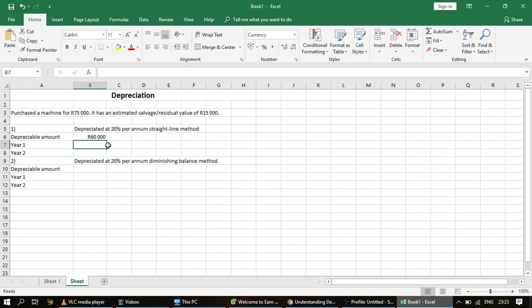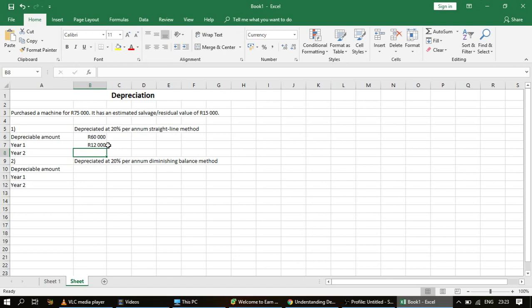So with the straight line method, the next thing we do is that we take the depreciable amount multiplied by the percentage per annum of depreciation. In this case, it's 20%. So we're gonna take 20% multiplied by 60,000. So it's 20% of 60,000 rand, and we get 12,000 rand. That's depreciation for the first year. So if the question says that it's depreciated over 10 years, then we take 60,000 rand, the depreciable amount, divided by 10 years, and we'll get depreciation for each year. That's with the straight line method.